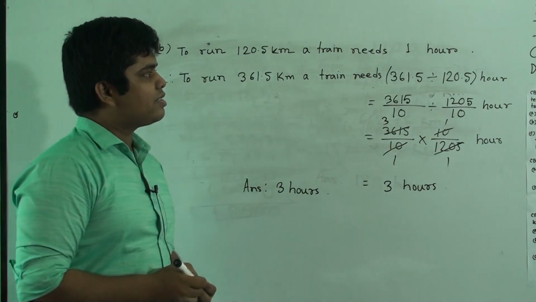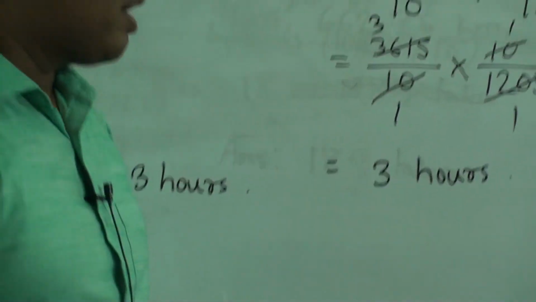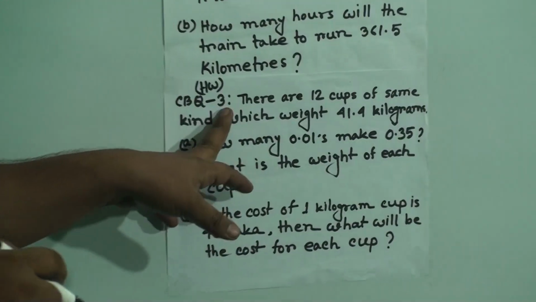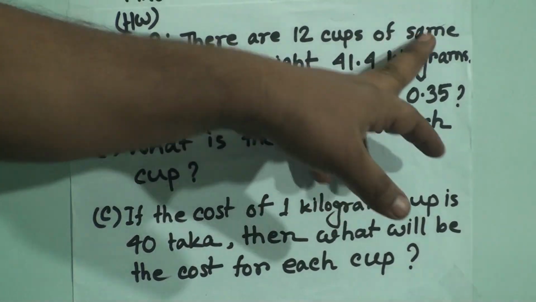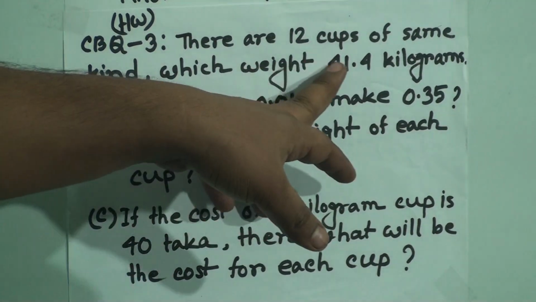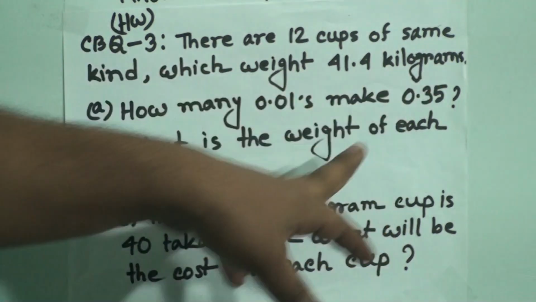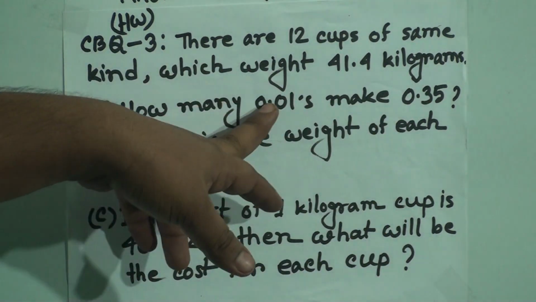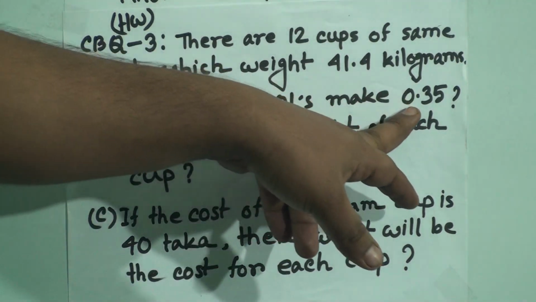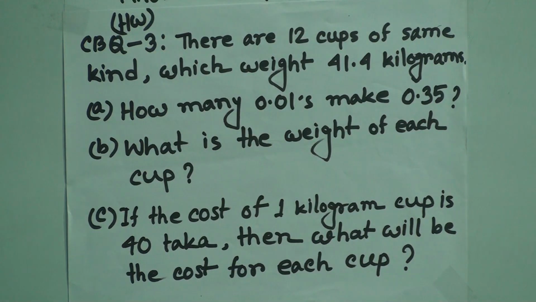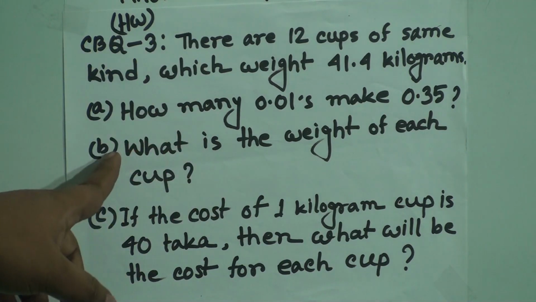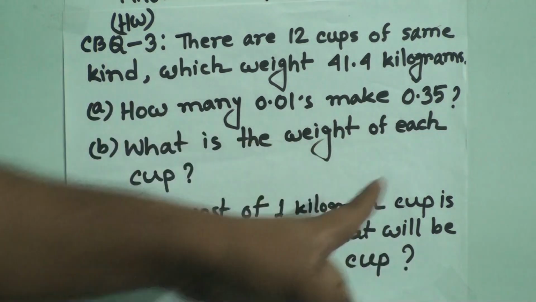Okay my dear student, this is our today's CW. And another problem, CBQ3, will be your SW. The question is: there are 12 cups of the same kind whose weight is 41.4 kilograms. Question A, how many 0.01s make 0.35? Just like the problem of question number A of CBQ number 1, you shall solve question number A. B number question, what is the weight of each cup?